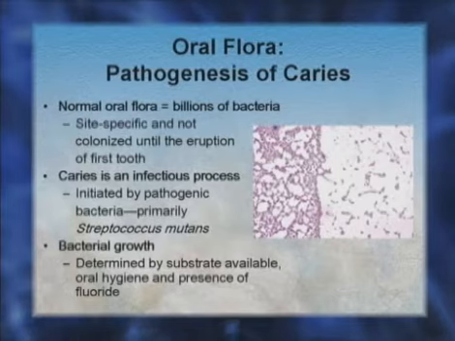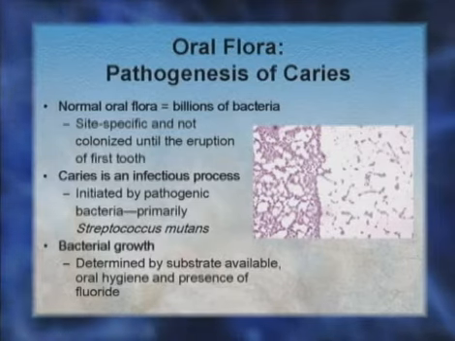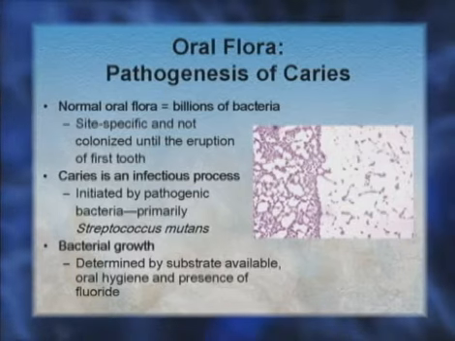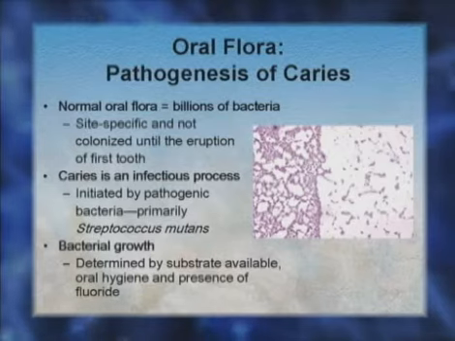The mouth contains billions of bacteria. They are site-specific and begin to colonize once the teeth begin to erupt. Tooth decay, or dental caries, is an infectious process that is initiated primarily by Streptococcus mutans. The decay process can proceed at varying rates depending on the substrate available in the mouth, a person's oral hygiene, and the presence or absence of fluoride. Dental plaque, a sticky film comprised of bacteria, mucus, and food particles, will promote the decay process as well.